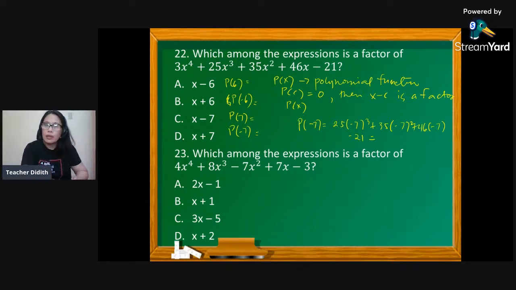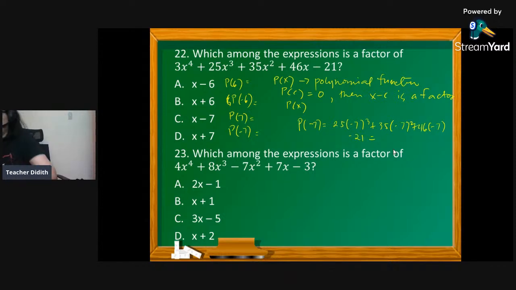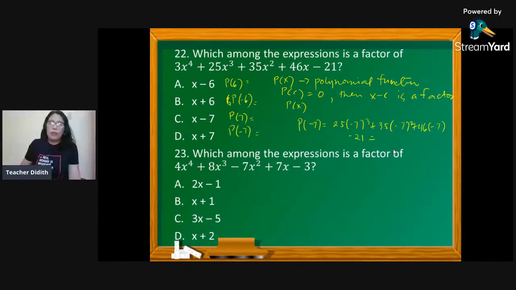Plus 35 negative 7 squared plus 46 negative 7 minus 21. Okay, it's D. Okay, moving on with number 23.